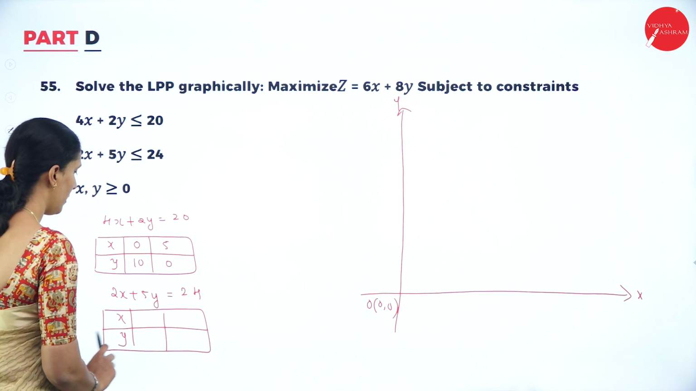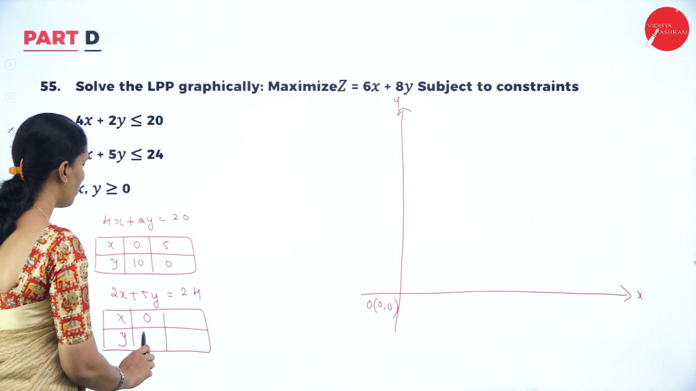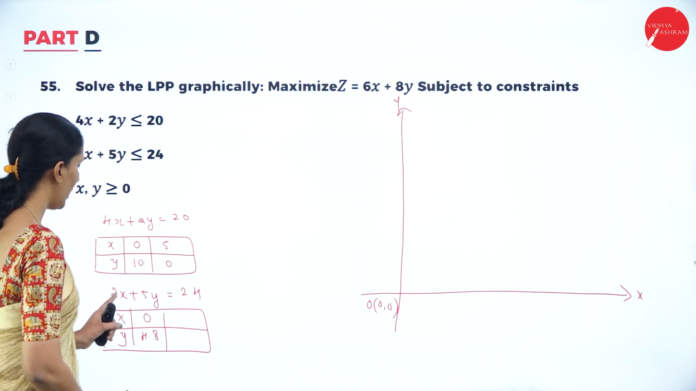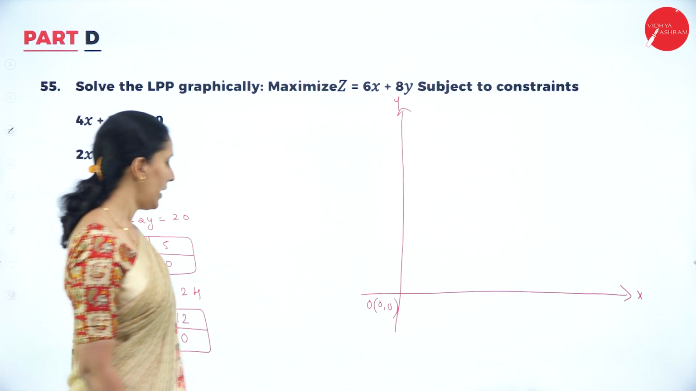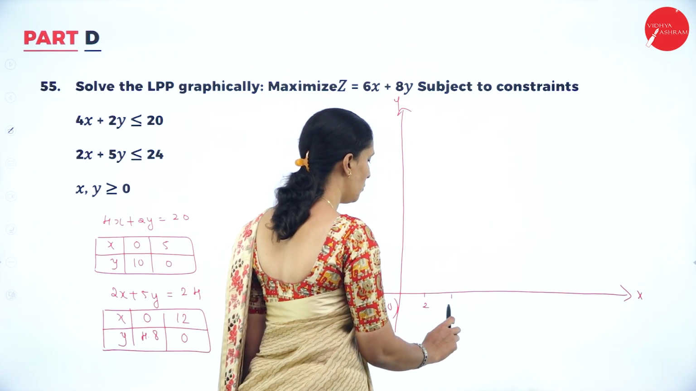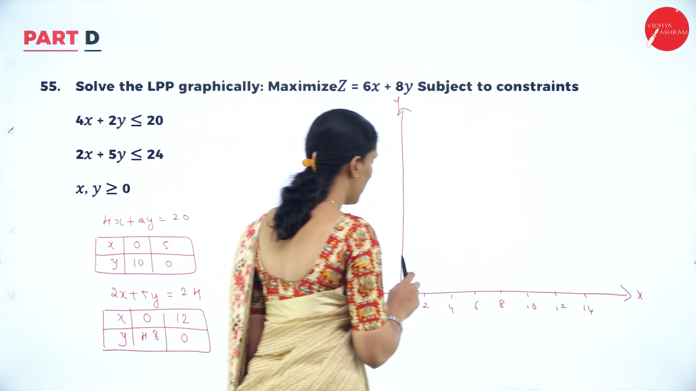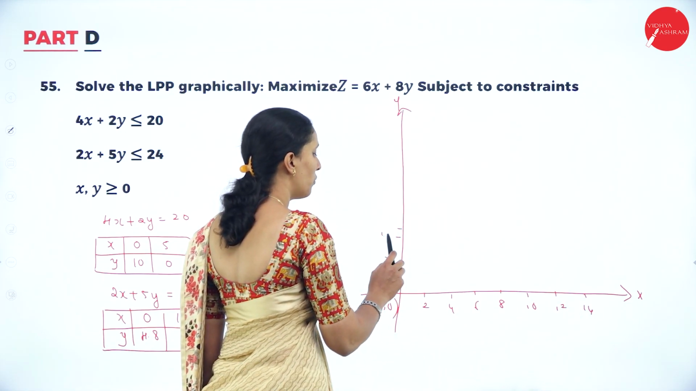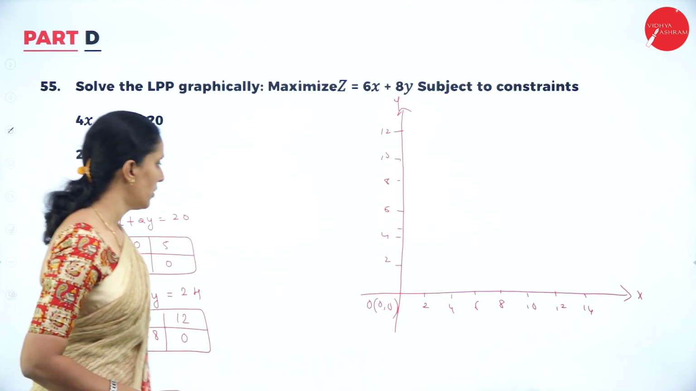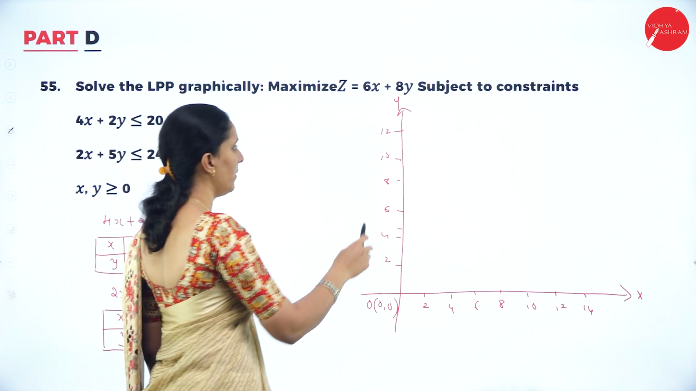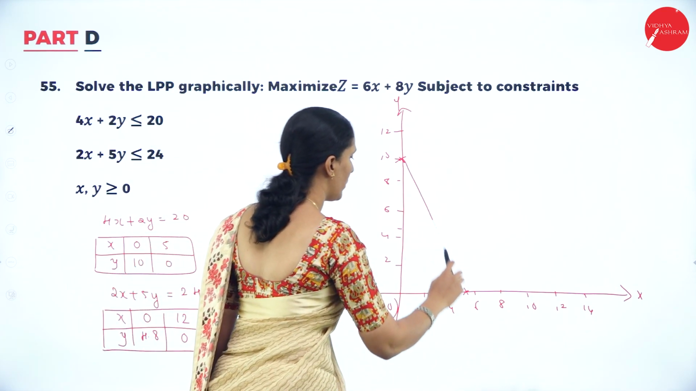So we have x and y. If you take x as 0, y will be 4.8. And if you take y as 0, x will be 12. So we can take the units as 2, 4, 6, 8, 10, 12, 14 on both axes. The first one we can take as 0, 10, and the next we have 5, 0. So this is a straight line.